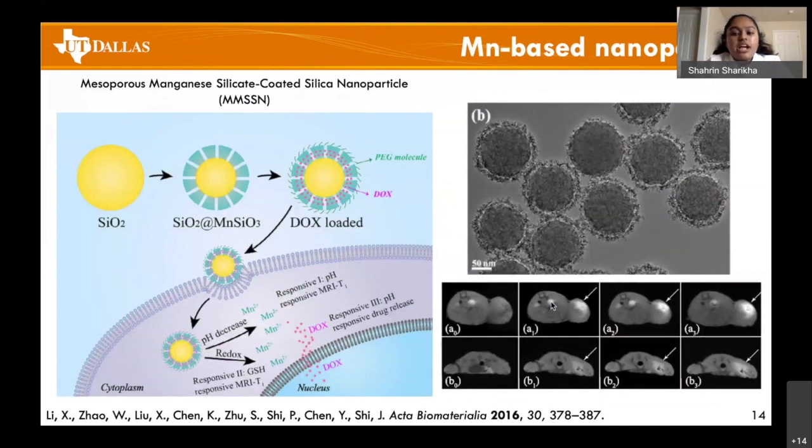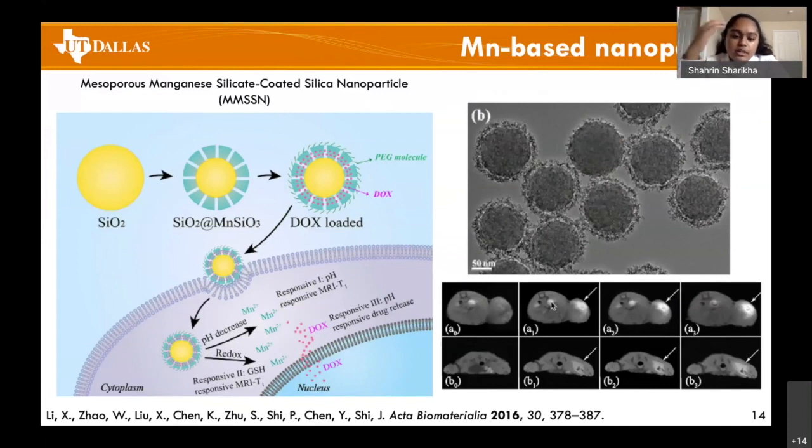Another type of magnetic nanoparticle is manganese-based. The downside is that manganese does have a low R1 value, but that value can be improved, and these have been employed to avoid the toxicity of gadolinium ions. In this 2016 investigation, a novel type of nanoparticle was produced: a mesoporous manganese silicate-coated silica nanoparticle.